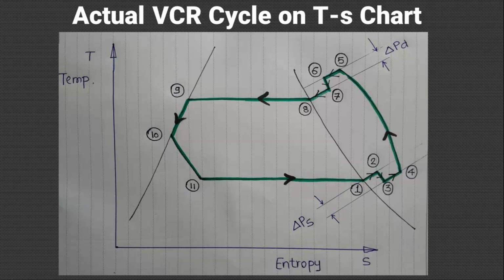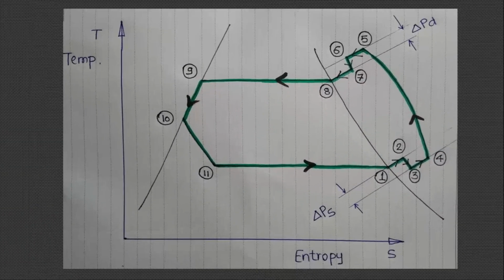Here you can see delta PS is the pressure drop for compressor suction, and delta PD is the pressure drop for discharge or for circulating the refrigerant through pipes. So this is how the actual vapor compression refrigeration cycle differs from the ideal or theoretical VCR cycle. Hope you got a brief idea about this actual cycle.